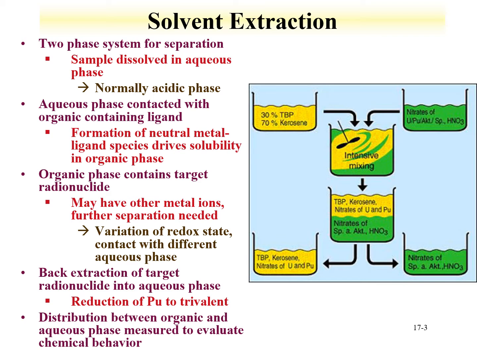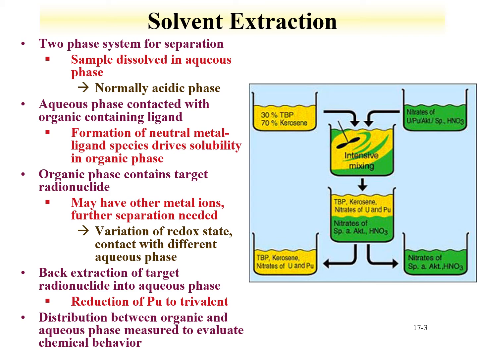The fundamental concepts for solvent extraction are provided here, where we have two phases that are mixed and then allowed to separate. For example, again using the PUREX process, we have tributyl phosphate, TBP, 30% in kerosene, mixed with a solution of nitrates of uranium, plutonium, and fission products in nitric acid. These are mixed. After the mixing stops, the phases separate, where the organic phase is lighter and goes to the top, and the aqueous phase is heavier and goes to the bottom, and from here the phases can be separated.